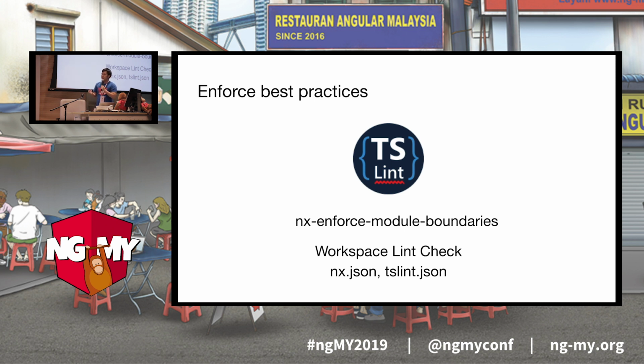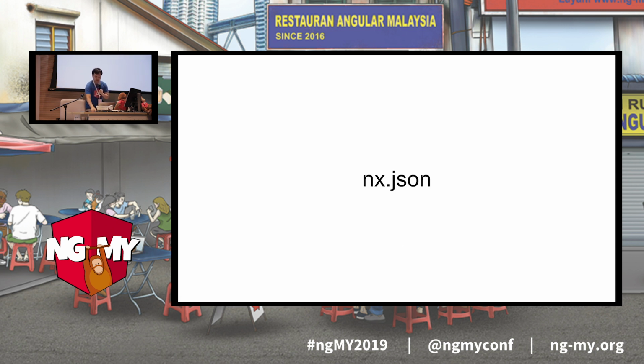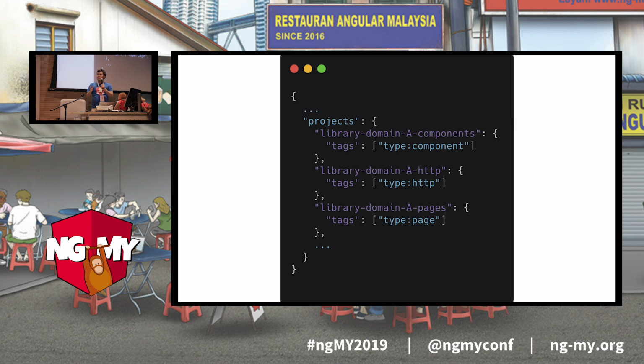And with Nx, there is an extra TSLint rule called nx-enforce-module-boundaries. It's used to enforce developers to follow the convention when they're importing libraries. It's related to two files, nx.json and tslint.json. Let's start with the first one, nx.json. At the root level of the workspace, there is the nx.json file. It's used to define the implicit dependencies and the tags of each library and app that we create during library creation. As you can see, type component, type HTTP, and type page.